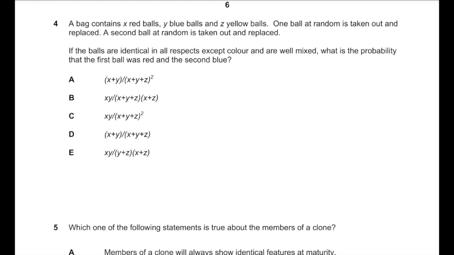Question number 4. A bag contains X red balls, Y blue balls, and Z yellow balls. One ball at random is taken out and replaced. A second ball at random is taken out and replaced. If the balls are identical in all respects except for color and are mixed well, what is the probability that the first ball was red and the second blue? So, step 1 is to work out the total number of balls in this bag. That would be X plus Y plus Z. So that is your total.